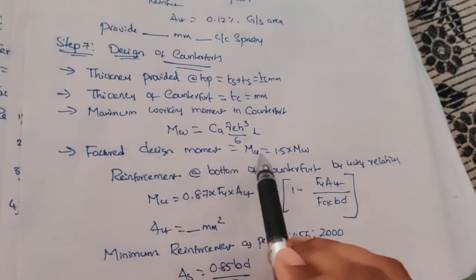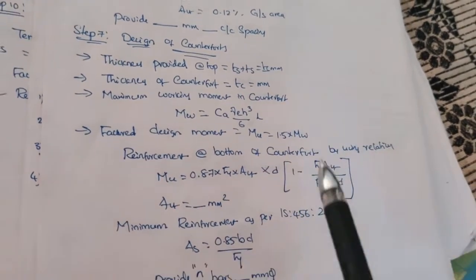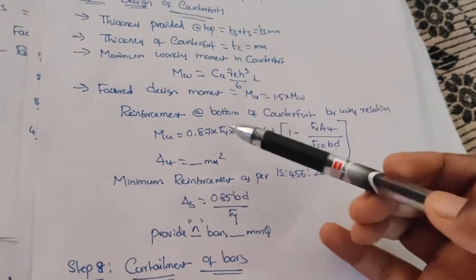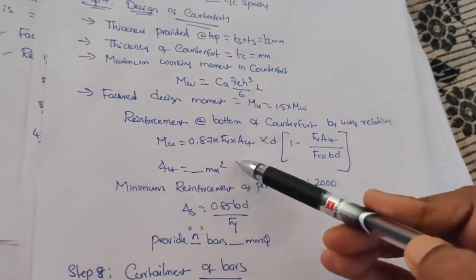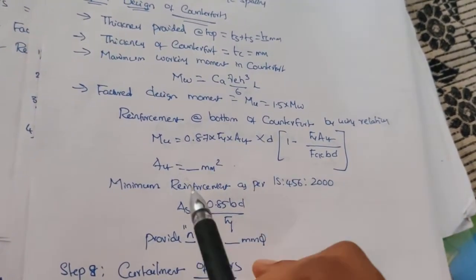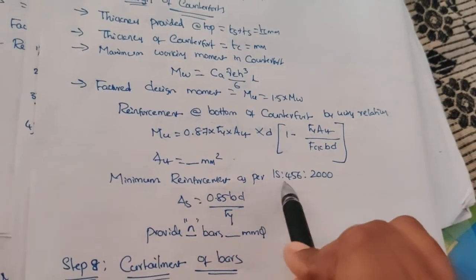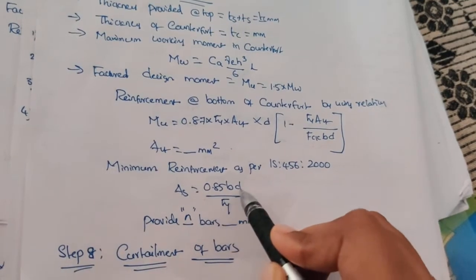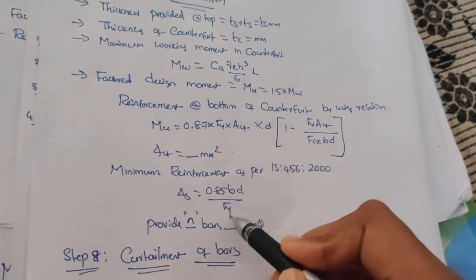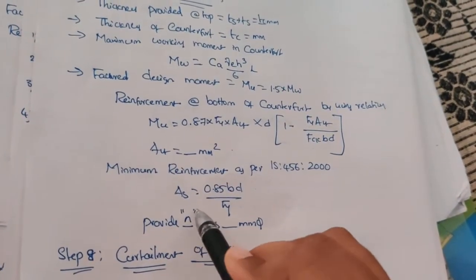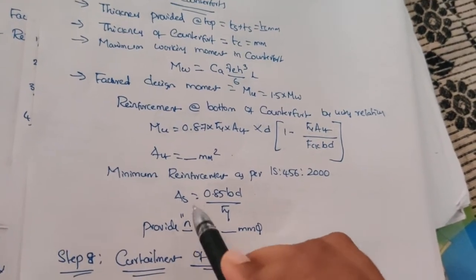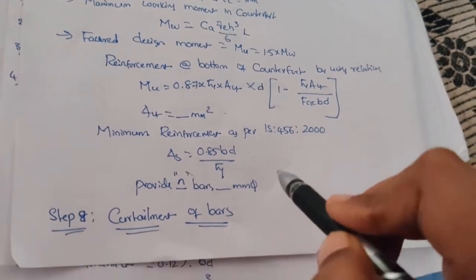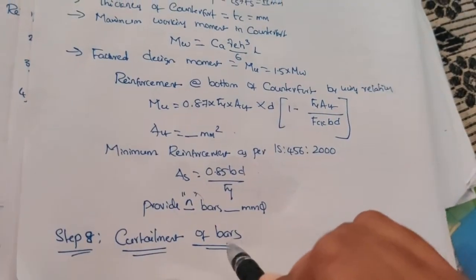So factored design moment is equal to MW into factor of safety. From this moment you will find the reinforcement. Following the same steps, you will find the AST, how many mm square you have to provide. But here the minimum reinforcement as per IS 456 2000, the formula is AS is equal to 0.85 into BD by FY. So here provide how many bars you will get for this reinforcement and which diameter you are preferring there. Clear?